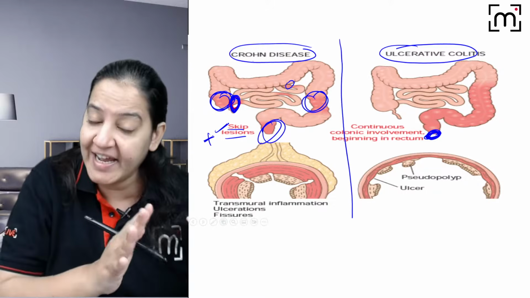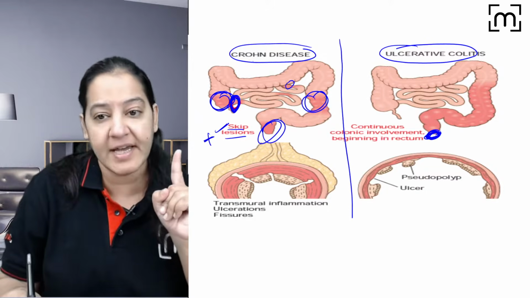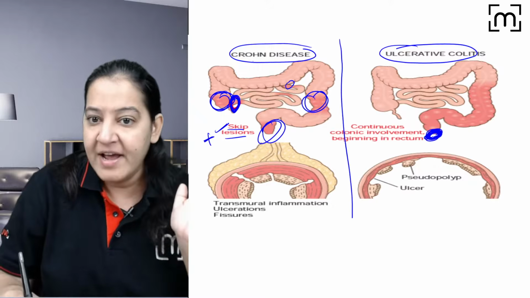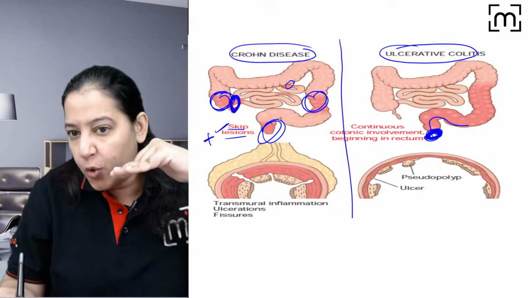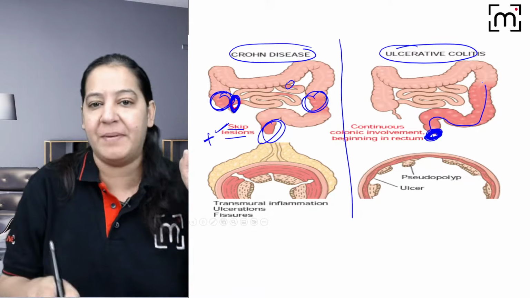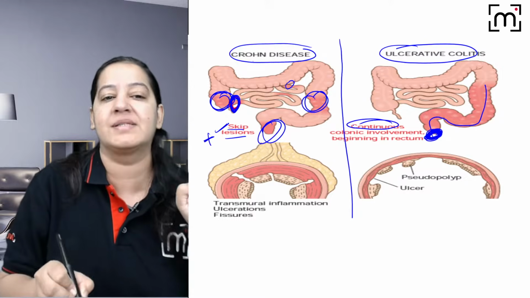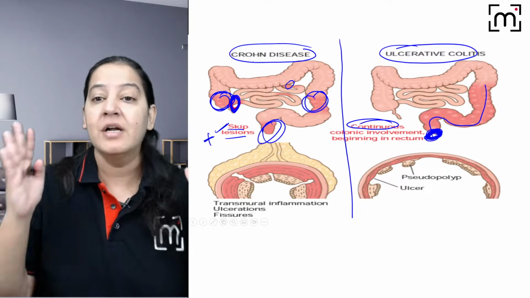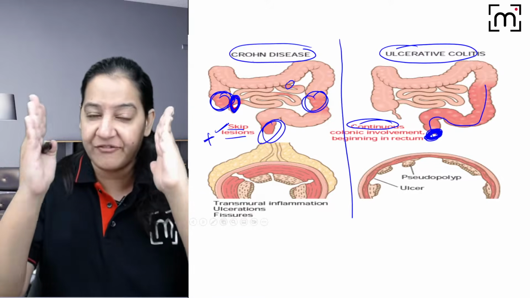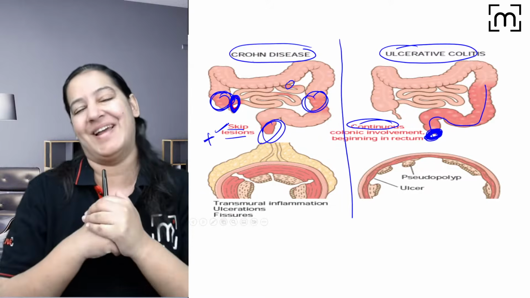On the contrary, ulcerative colitis starts from the rectum, number one. And you can see the involvement is continuous. There is no skip area. So here involvement is continuous and skip areas are absent. You have to understand back to back the differences between Crohn's disease and ulcerative colitis. You got it?